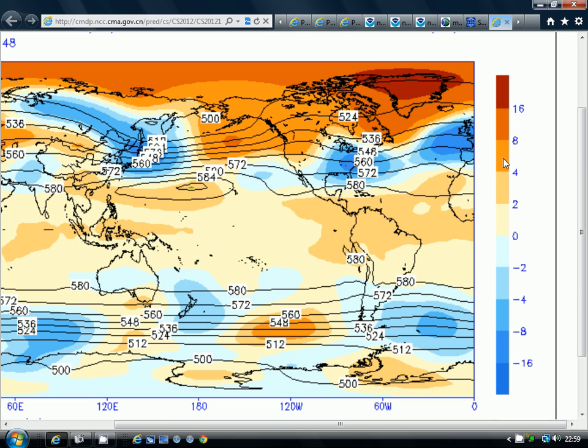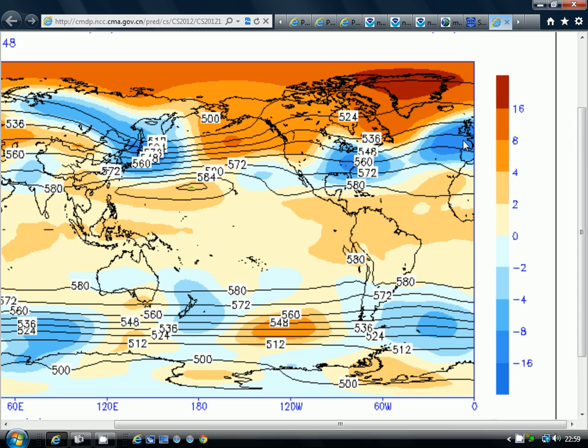And the blue colours here indicate below average heights around the British Isles. The reds and orange colours indicate above average heights. So this is going for a very blocked winter to the north, around Greenland and around Iceland as well. Generally a very blocked winter up there. Trough of low pressure around the British Isles and extending into Central Europe as well.